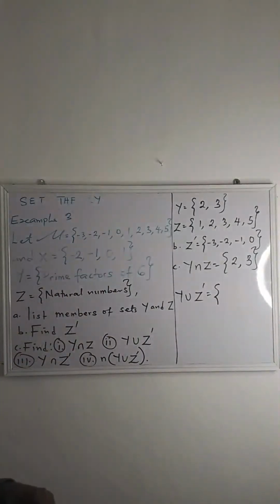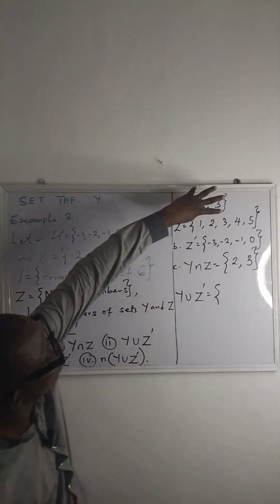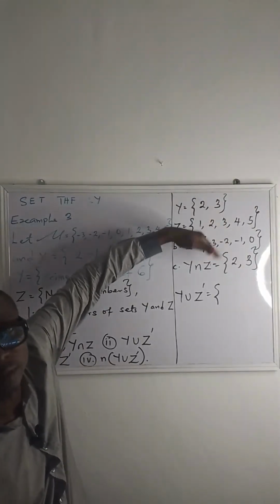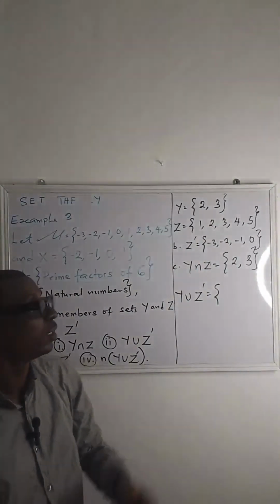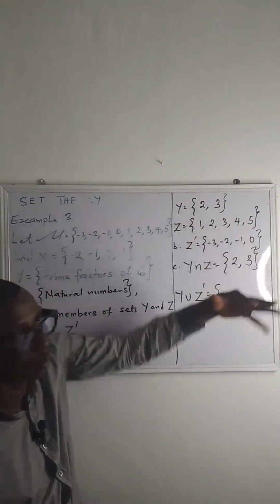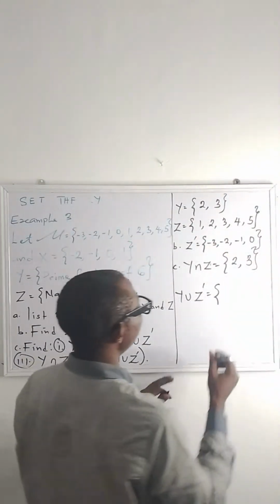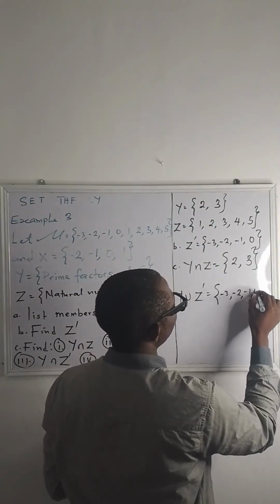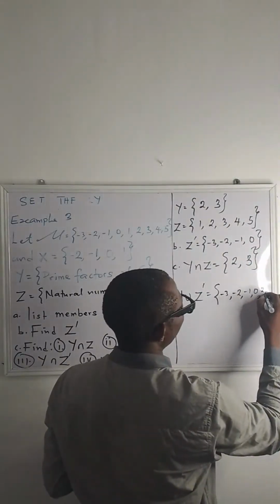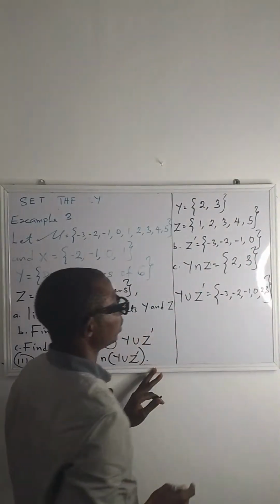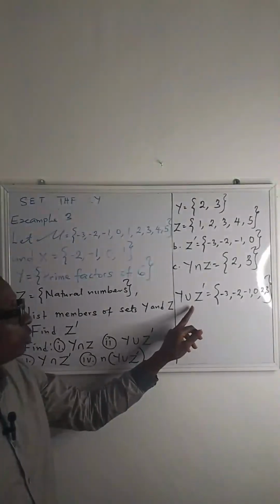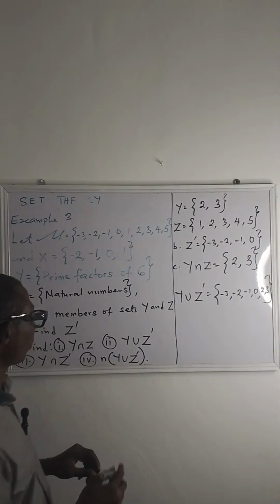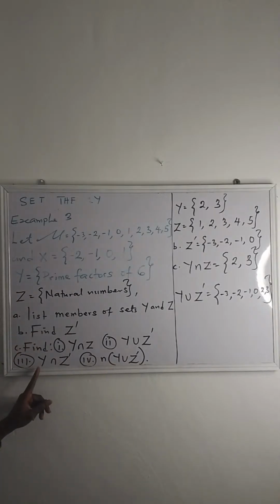Now look at this set Y, and this is Z complement. You want to union this and this together, so you are bringing them together. All the members here and the members here, we are bringing them together. So now let's list those members. We have -3, -2, -1, 0. We also have 2 and 3. So this is Y union Z complement. So that answers this part. Now let's move down to the next one.